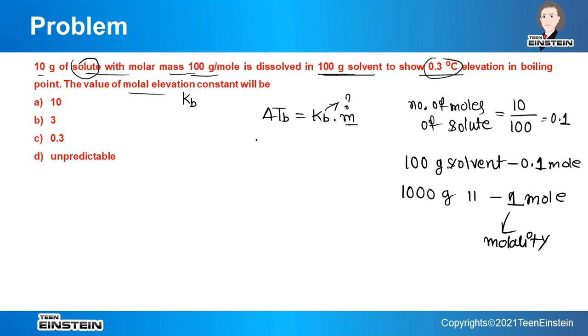So we can write here 0.3 Kb into 1. So basically Kb is equal to 0.3. And what will be the unit? Though the unit is not given in the options, it will be kg per mole. Fine. So the correct option is option C, that is 0.3.